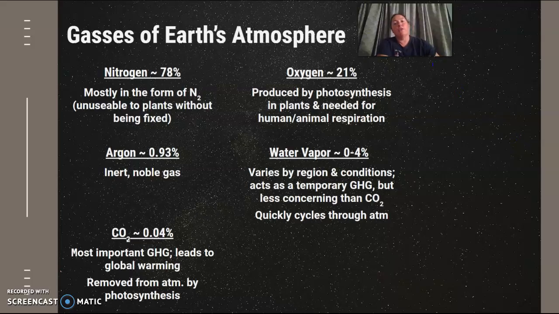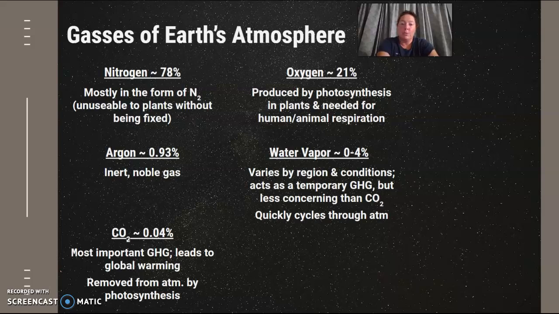So in the atmosphere, you've got nitrogen, oxygen, argon, water vapor, and CO2. So nitrogen is the majority of our Earth's atmosphere with 78%, mostly in nitrous gas form, which is unusable to plants and animals without being fixed. So we have a whole process called the nitrogen cycle that we'll learn about a little bit later on how that gets into a usable form.